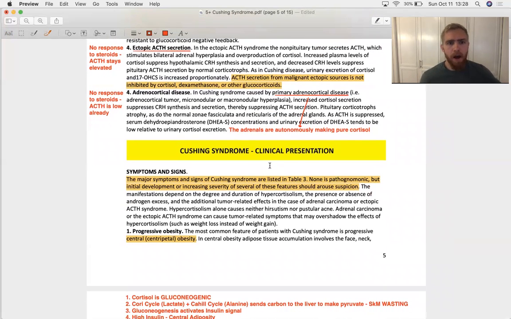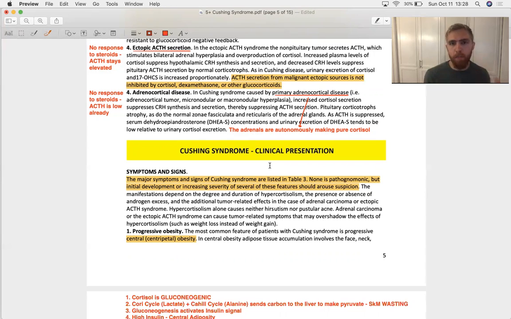Ectopic, again, that word just means paraneoplastic. That's kind of a synonym for that. That means you have a tumor that's making something that the tissue type the tumor is derived from doesn't usually make. And so maybe your small cell lung carcinoma is making adrenocorticotropic hormone. That's what we mean when we say ectopic secretion. And these tumors are also not going to respond to steroid suppression.